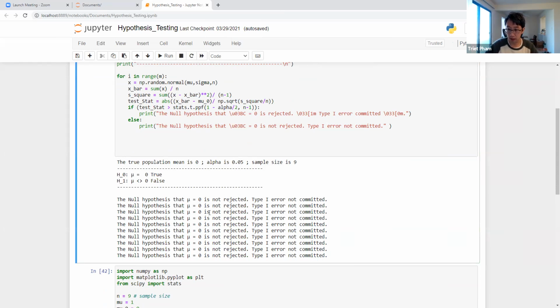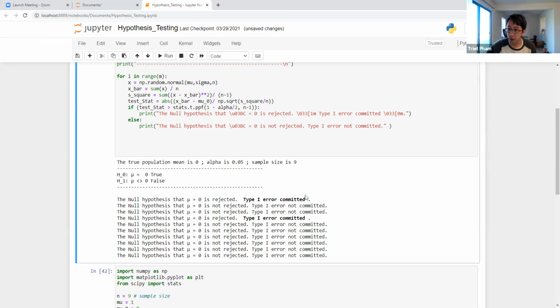So this is correct. These are correct conclusions. So no type 1 error has been committed. But of course, this is just out of 10 samples. The whole point is our sample is random. So let's run again to see if no type 1 error is committed. No type 1 error committed again.